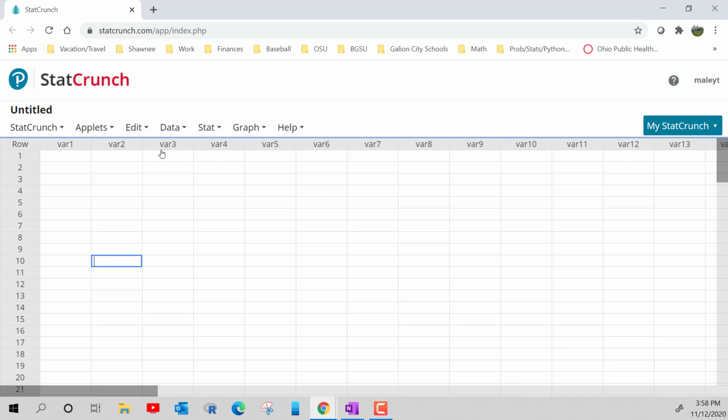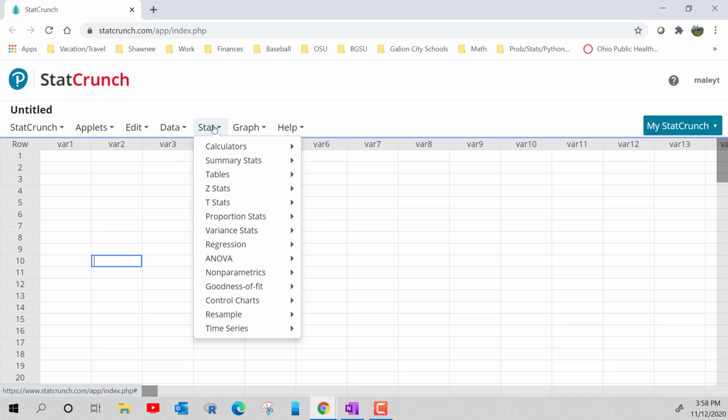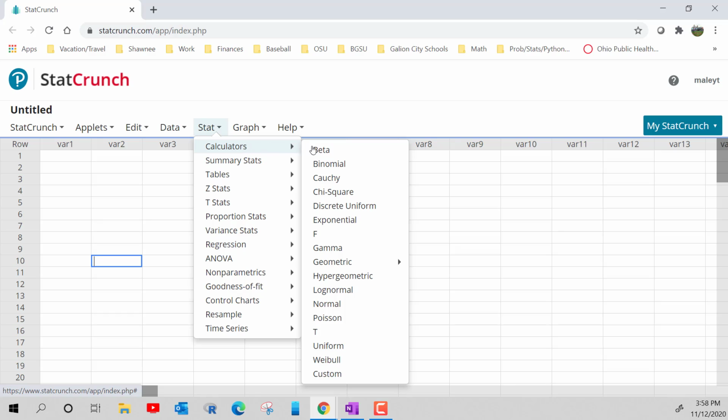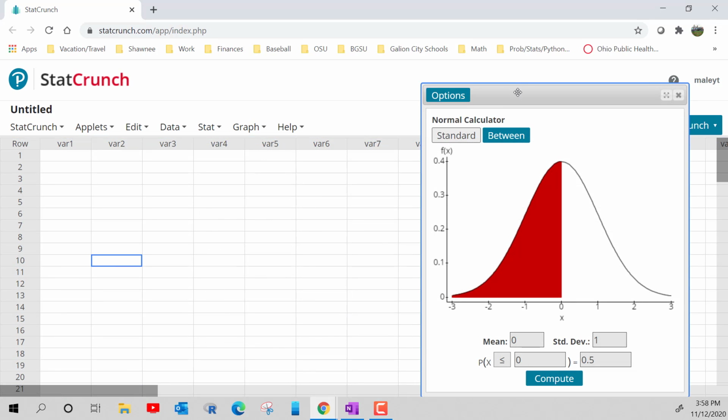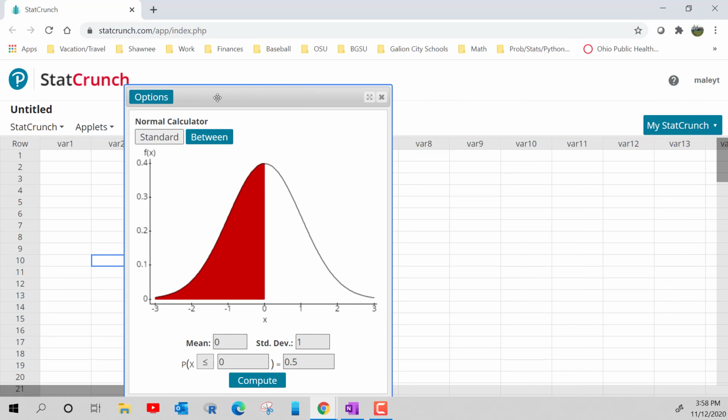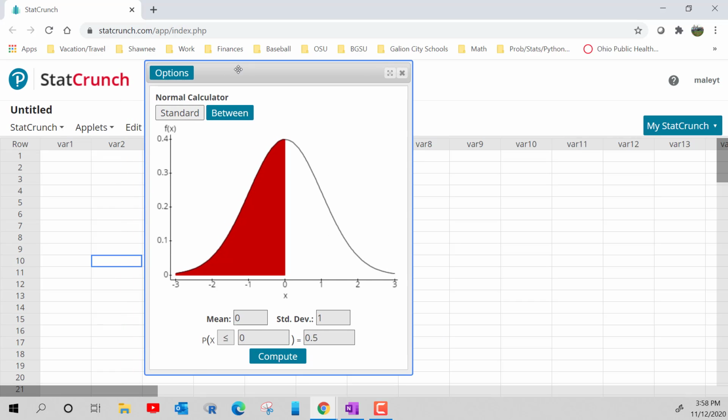Right, so to find this, you're going to go underneath the stat menu and then calculator. And then remember, we used the binomial in the last chapter, so we need to go down to the normal calculator. Right, so just go down to normal. And then here, it's going to work similar to the binomial. Right, we can change some different values in here and hit compute. It'll give us the area and the graph.